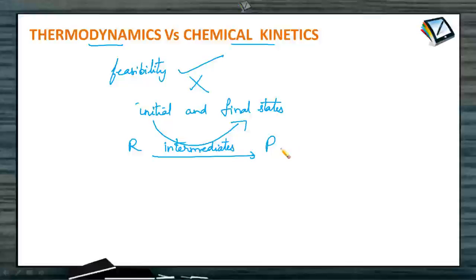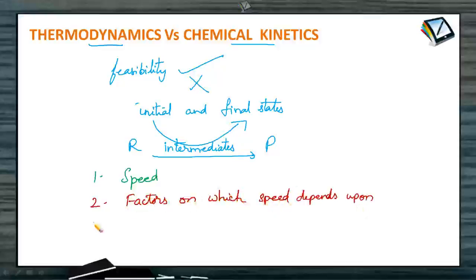Exactly speaking, thermodynamics does not give information about three things. The first one is regarding the speed of the chemical reaction, means with what speed the reaction takes place, whether it is a fast reaction or slow reaction. It will also not deal with the various factors on which the speed of a chemical reaction depends. And the third one, thermodynamics does not talk anything about the mechanism of the chemical reaction.